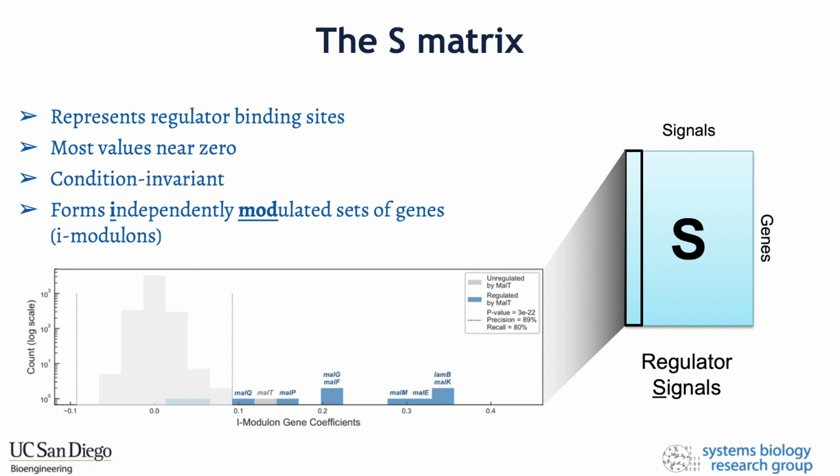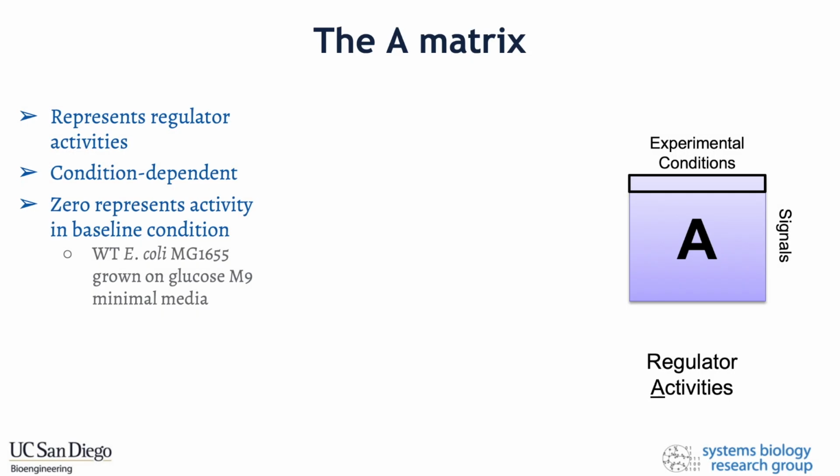The set of outlier genes outside of the threshold are called an iModulon because these genes are independently modulated across the entire expression compendium. This is a play on the word regulon, which is the set of all genes known to be regulated by a specific transcriptional regulator. In this example, I've highlighted the multi-regulon, and we can see that it's almost identical to the genes in the iModulon. The S matrix is invariant to the experimental condition as it is entirely encoded in the genome as regulator binding sites. On the other hand, the A matrix represents the activity of a single regulator across all experimental conditions.